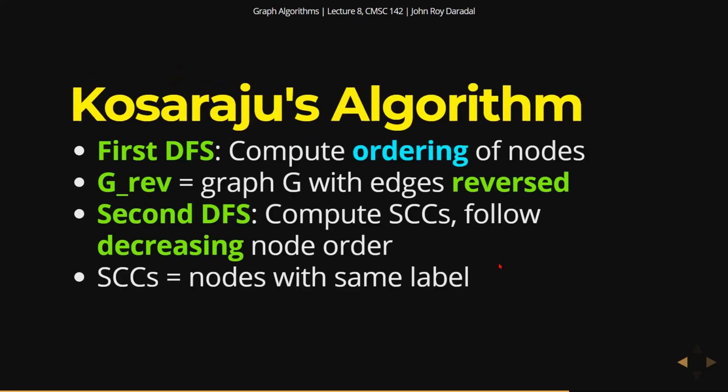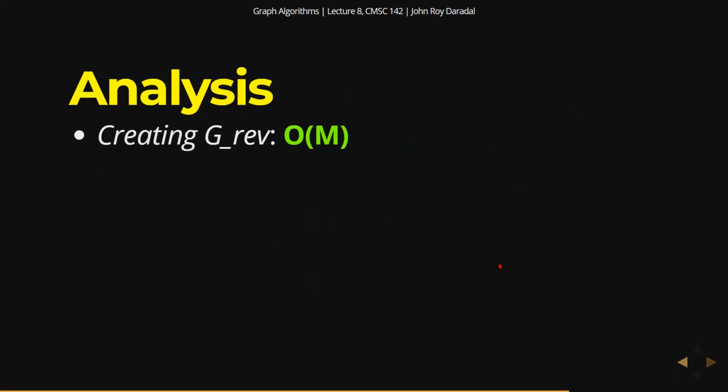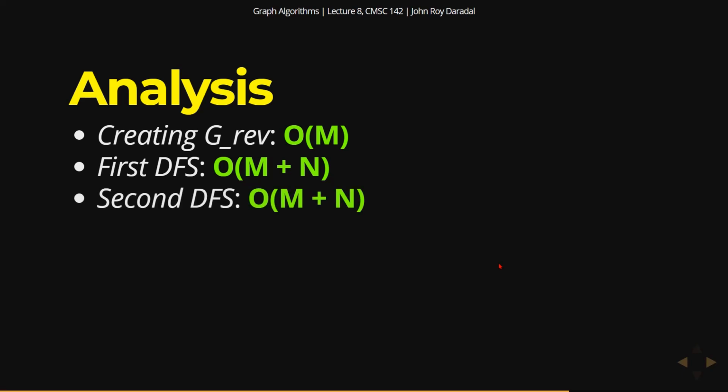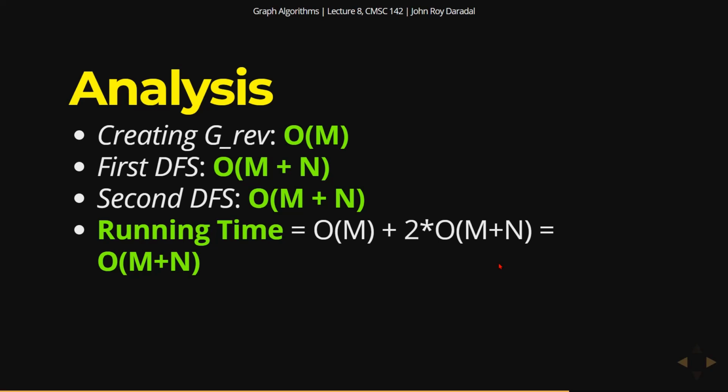Okay, so to analyze the running time, first when we create the reverse graph, that would run in O of m because we will just go through each edge and reverse them, right? So that would be O of m. The first DFS would be O of m plus n because, as we mentioned, DFS runs in m plus n. Same with the second DFS, it's also m plus n. So therefore the total running time would be O of m plus 2 times O of m plus n, which is still in O of m plus n, right?